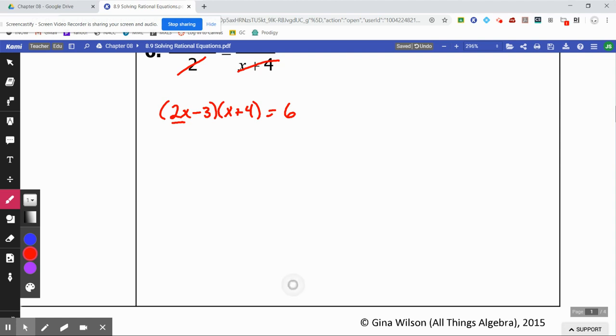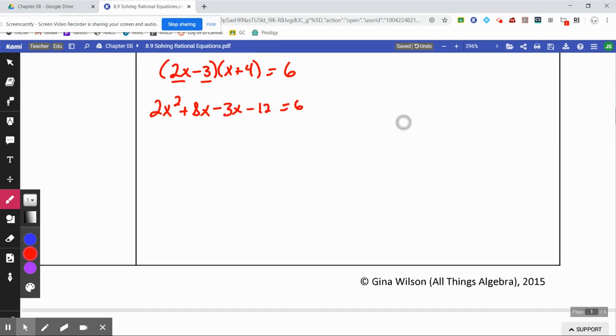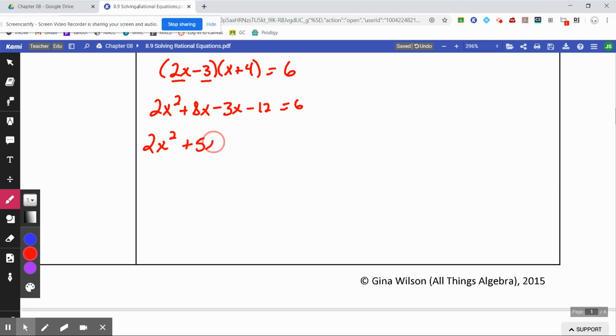Distribute your 2x, that'll be 2x squared plus 8x. Distribute your -3 gives you -3x minus 12. Combine all your like terms, 2x squared, 8x minus 3x is a 5x. And again, let's go ahead and move that 6 over and gives us minus 18 equals 0.